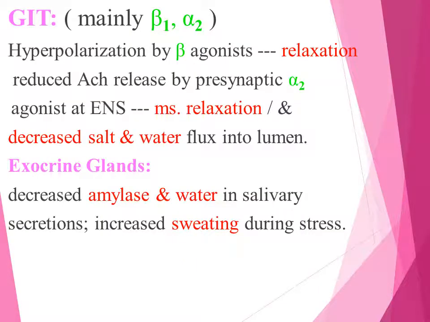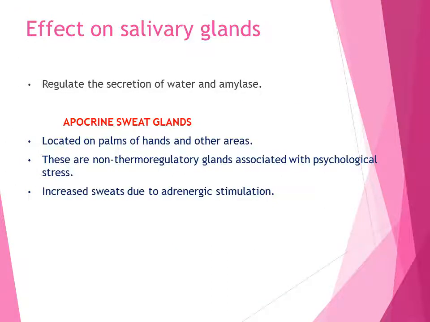GIT. Hyperpolarization by beta agonists causes relaxation. Reduced acetylcholine release by the presynaptic alpha 2 agonist at the enteric nervous system. Relaxation occurs and decreased salt and water flux into the lumen. Their effects on the exocrine glands are that they decrease amylase and water in the salivary secretion and increase sweating during stress. Effect on the salivary gland: they regulate the secretion of water and amylase.